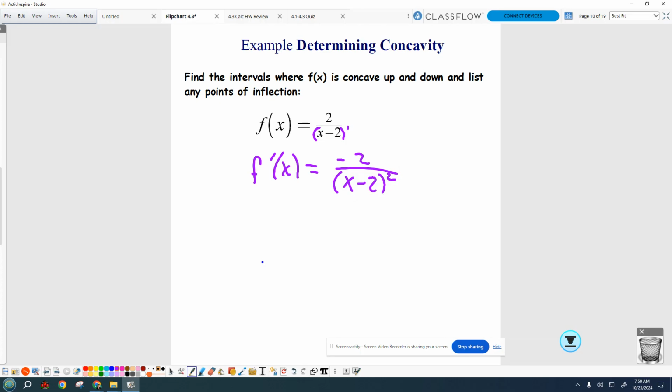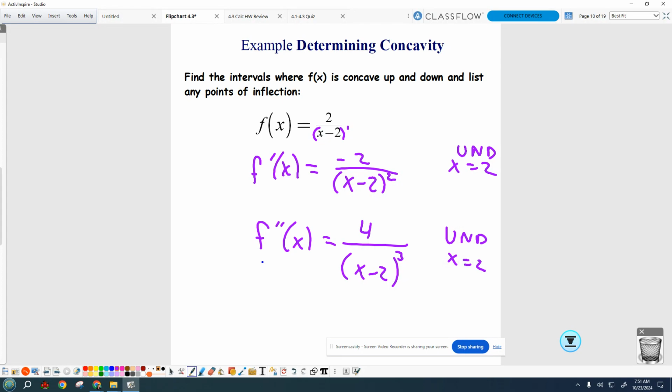Critical points are where it's 0 or undefined. It's undefined at x equals 2. Second derivative. Do I need to do quotient rule or can I be fancy with power rule? Fancy with power rule. So Stella, do the derivative with fancy power rule. Multiply by the power, lower the power. Okay, 4 over x minus 2 to the third, and then chain rule, derivative of the stuff inside is just 1. It is also undefined at x equals 2.